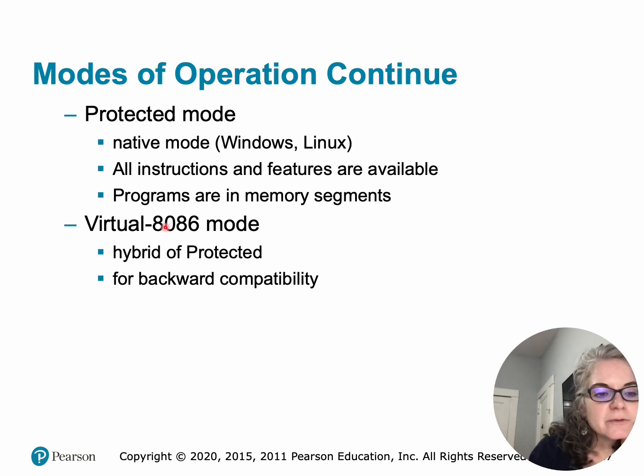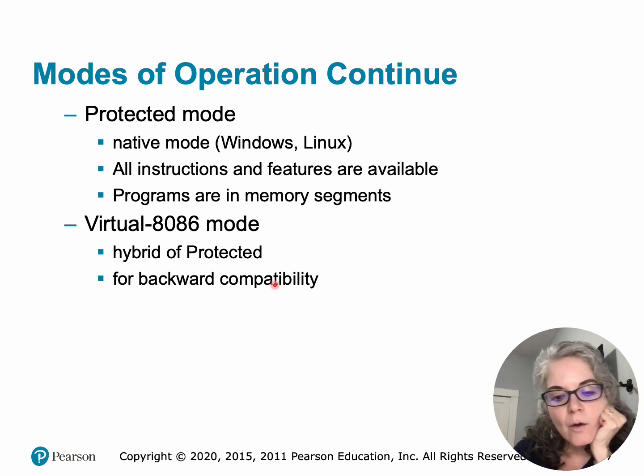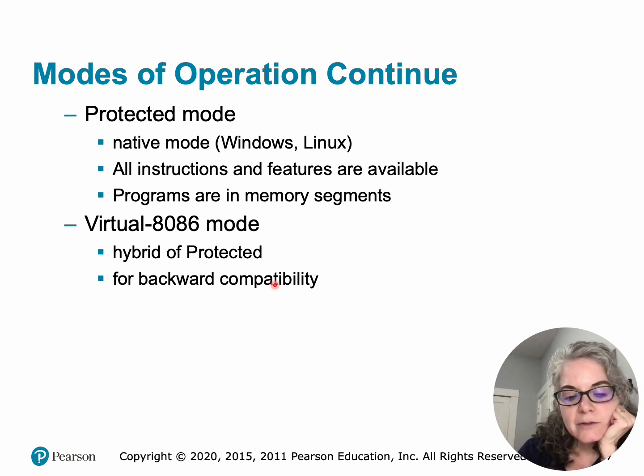And then you have the virtual 8086 mode. This is a hybrid of the protected mode. And it's for backward compatibility, meaning like when we came out with the 32-bit processor, we had to be able to run 16-bit applications on the 32-bit processor. So in the 64-bit processor, we have to be able to run 32-bit applications, and that's why this is used, so that we can run applications that were built on smaller processors.